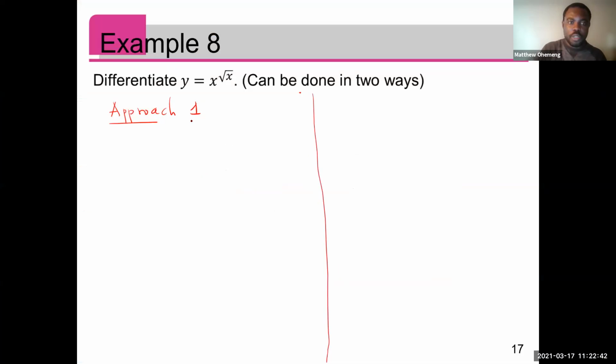Okay, so let's look at the first approach. That one is logarithmic differentiation. So for the variable base, variable exponent, you can use logarithmic differentiation. So you have y equal to what? x to the square root of x. Right. So by logarithmic differentiation, you first take the natural log of both sides.